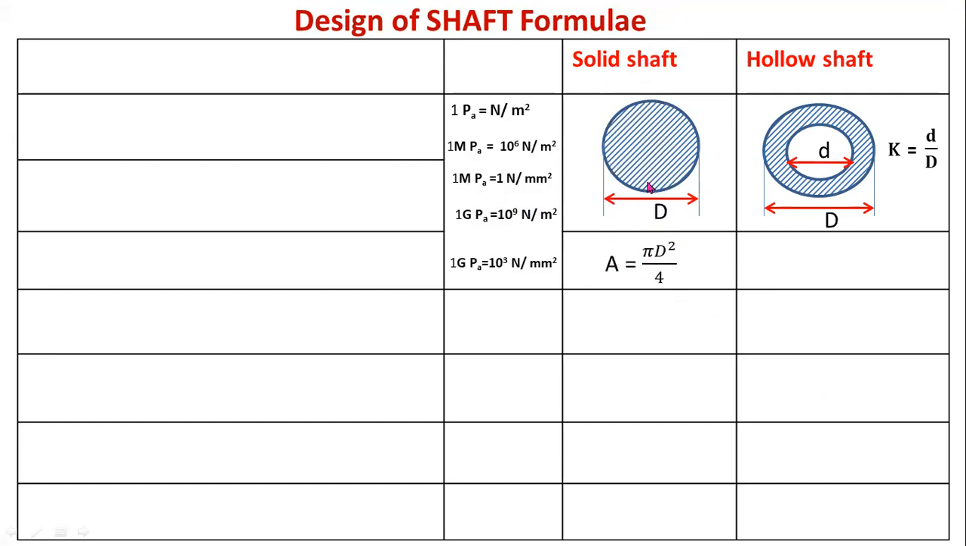This is the cross-sectional area of a solid shaft. This is the cross-sectional area of a hollow shaft. Capital R is the outer radius of the shaft, for both the hollow shaft and the solid shaft.